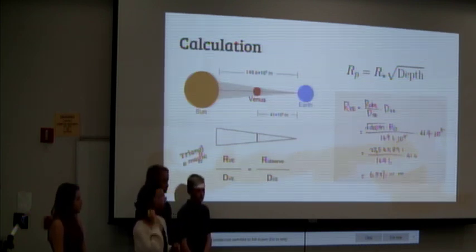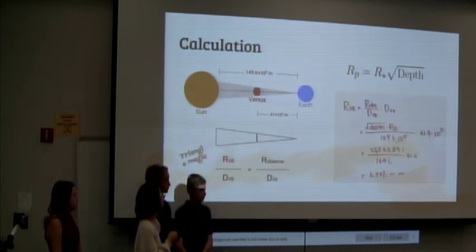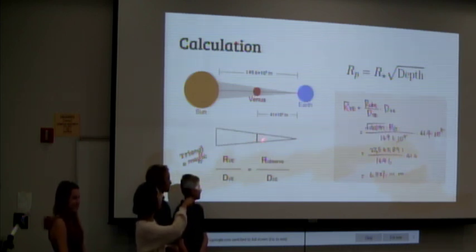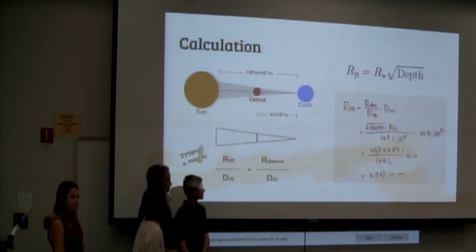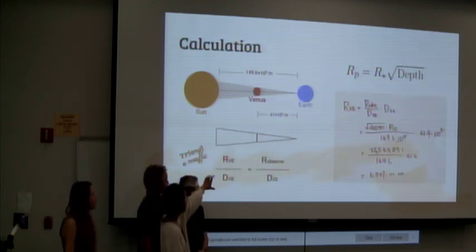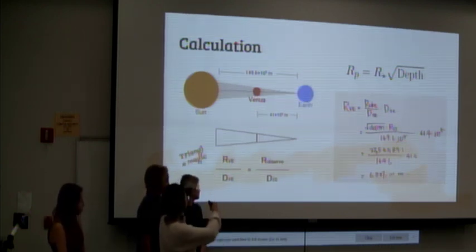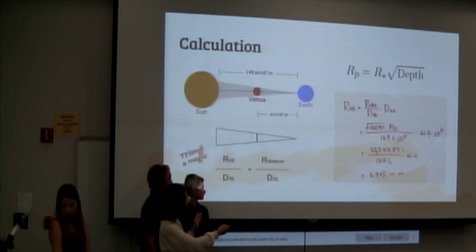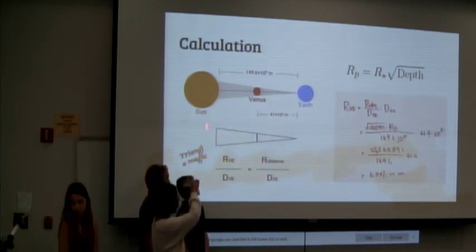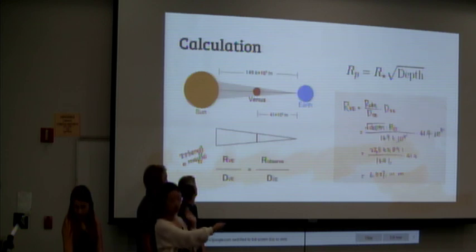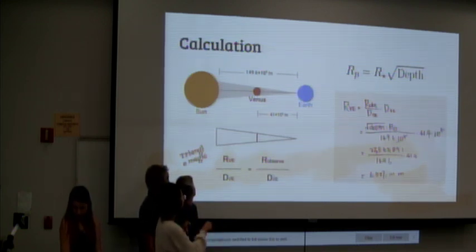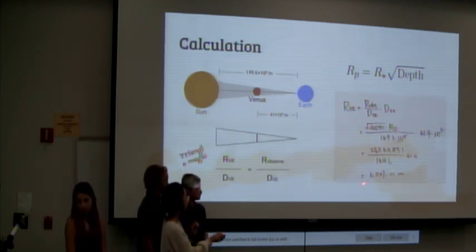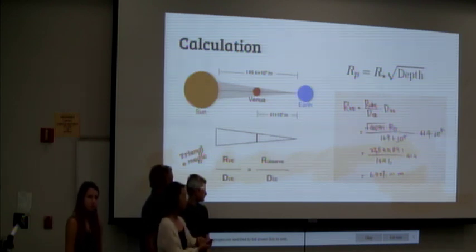So we used the triangle magic called trigonometry. We use geometry with two similar triangles. The actual radius of Venus over the distance between Venus and Earth is proportional to the radius of the shadow of Venus over the distance between Sun and Earth. We had this equation and used a trick, and we calculated the actual size of Venus. It's about 6,527 meters.